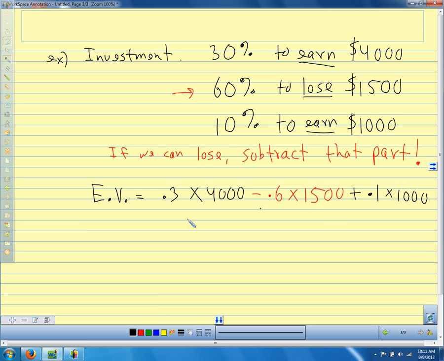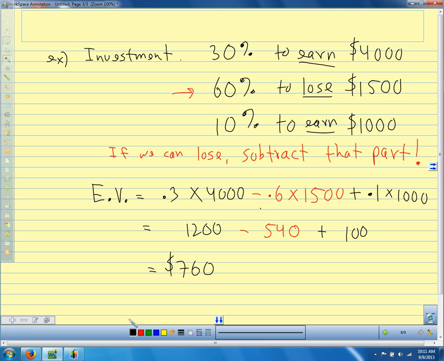Calculate that out, plug this into my calculator. 0.3 times 4,000 is 1,200 minus 540, because I can lose that amount, and I'm going to do a plus 100. 0.1 times 1,000 is 100. I add that together and I get $760.